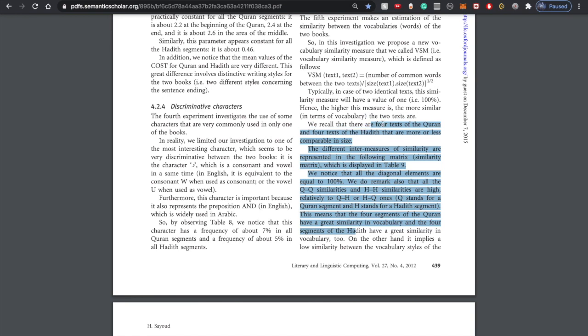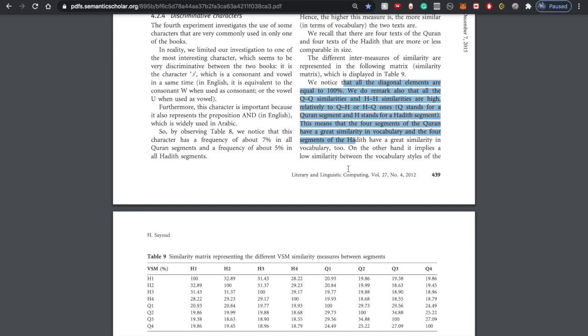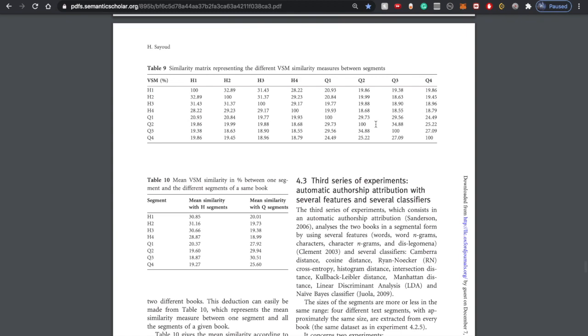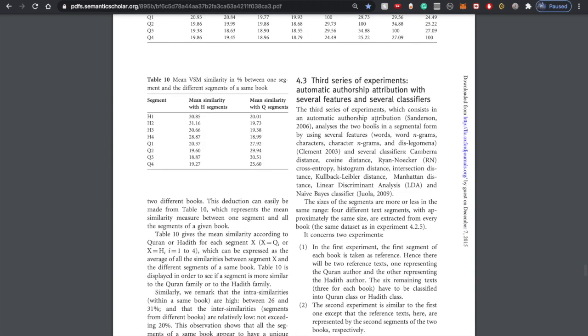We recall that there are 4 texts of the Quran and 4 texts of the Hadith that are more or less comparable in size. We notice that all the diagonal elements equal 100%. We do remark also that all the QQ similarities and HH similarities are high relative to QH or HQ ones. This means that the 4 segments of the Quran have a great similarity in vocabulary, and the 4 segments of the Hadith have a great similarity in vocabulary too. On the other hand, it implies a low similarity between the vocabulary styles of the two different books, right?